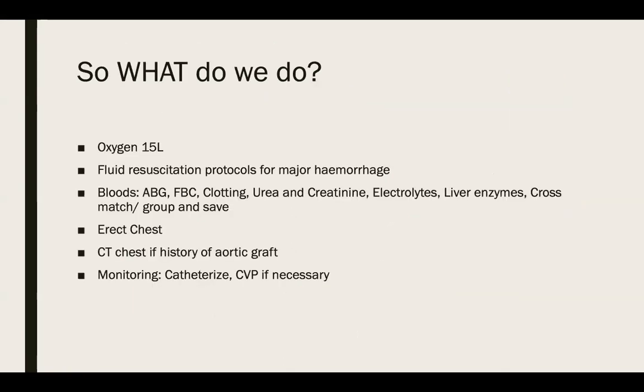Cool. So what do we actually do then? Now we've given the patient some fluid resuscitation due to the protocols of major hemorrhage. We should also start giving them oxygen, 15 liters, to fully oxygenate the red blood cells they do have left. And then we have bloods. So ABGs, FBCs, clotting, urea, electrolytes, all the classics.